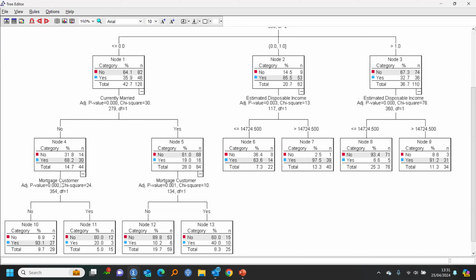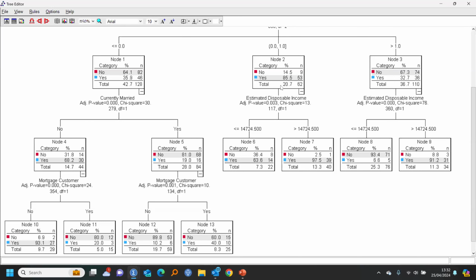And you can even split that further and still be statistically significant into whether or not they're a mortgage customer. And if they're not a mortgage customer, then it's 93% of them actually buy the product. There's only 27 cases there. Over here in the yes, I am currently married group, there's 84 cases, and it also splits them by mortgage customer. So here the difference is non-mortgage customers who are married, 10% buy the product, and those who are mortgage customers and are married, 40% buy the product.